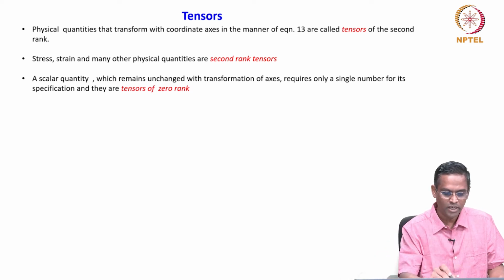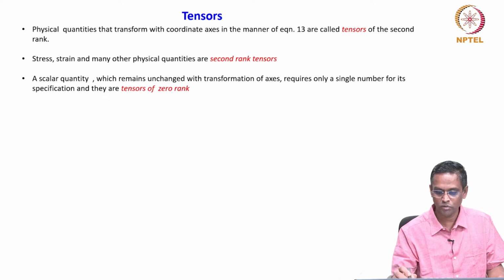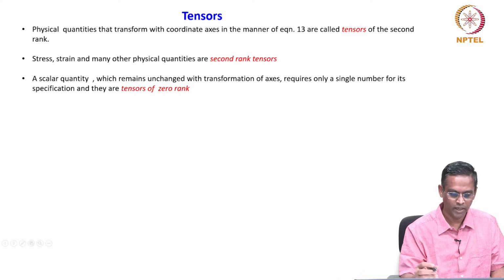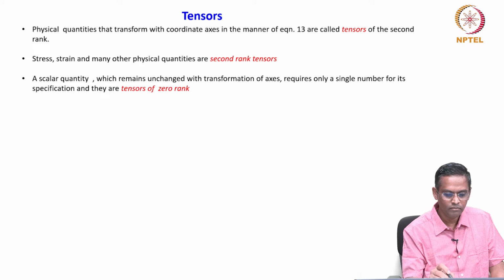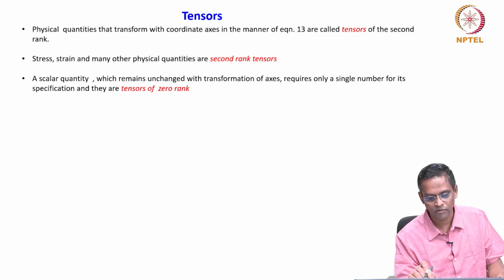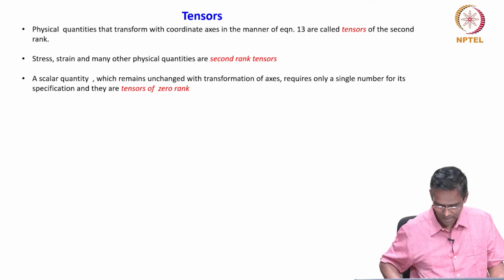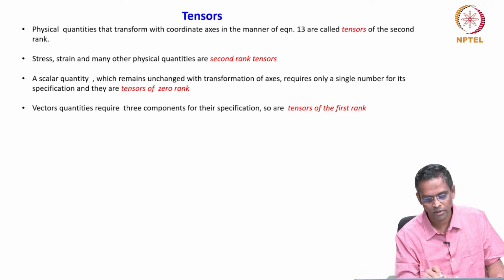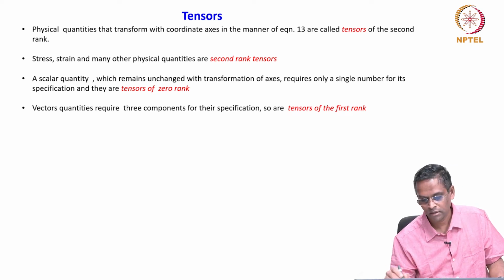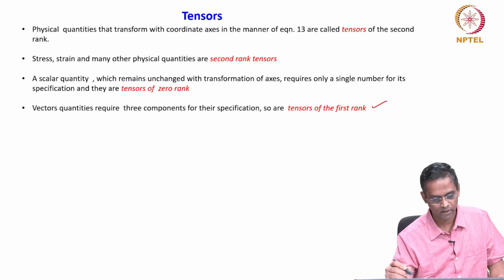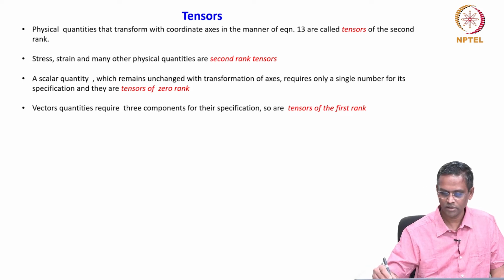A scalar quantity, which remains unchanged with the transformation of axis, requires only a single number for its specification, and they are tensors of 0 rank. Any scalar quantity is going to remain unchanged for any transformation of coordinates. Vector quantities require only 3 components for their specification, so they are tensors of first rank. A vector is a tensor of first rank, and stress is a tensor of second rank. This is important.